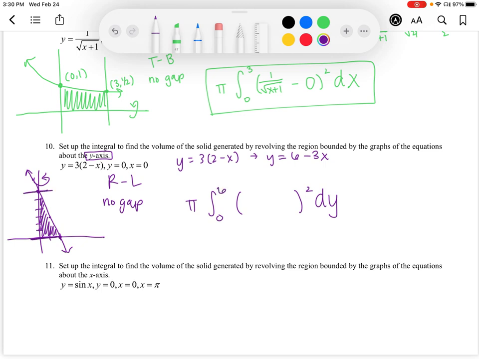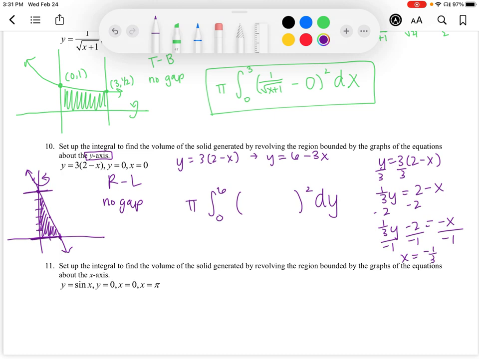And my furthest right is my line, but I need it in terms of x. So I'm going to take that y is equal to 3 times 2 minus x. I'm going to divide by 3. So 1/3 y is equal to 2 minus x. Subtract the 2. So 1/3 y minus 2 is equal to a negative x. And then I need to flip all those signs. So I end up with x is equal to a negative 1/3 y plus 2. So I'm going to have a negative 1/3 y plus 2. And then my left is just the axis, so it would be minus 0. And so that would be the integral that we would then either plug into our calculator or go through and solve by hand.